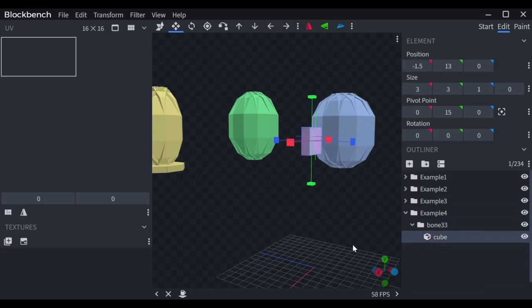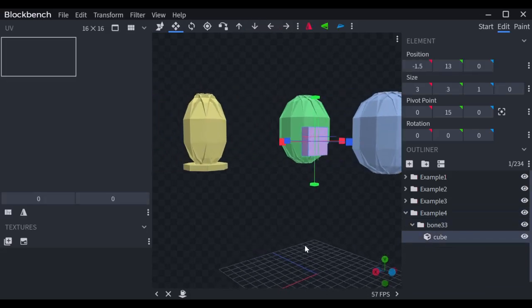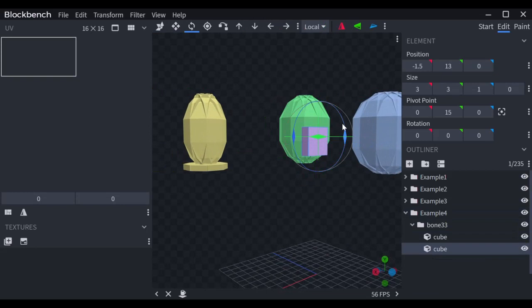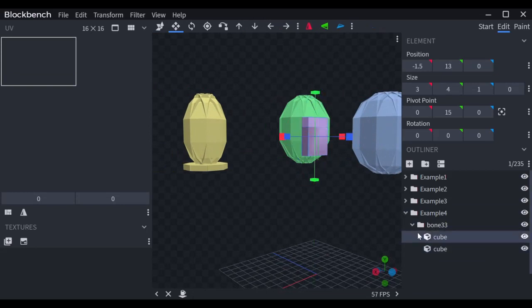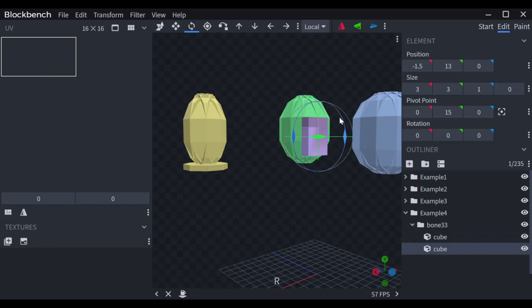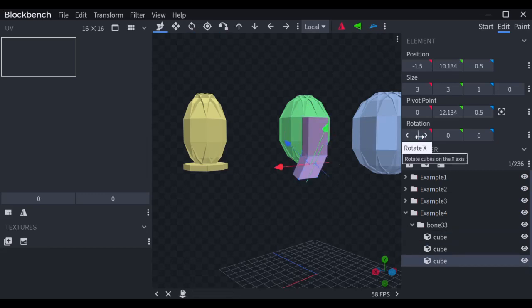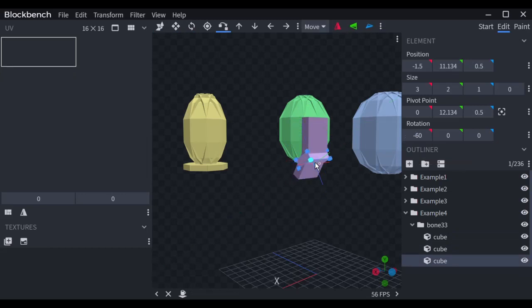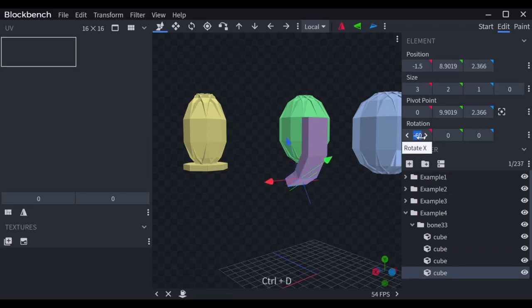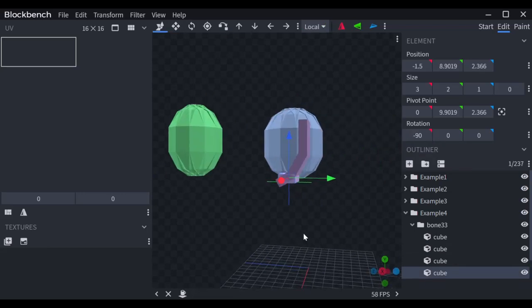Put the cube on a bone so we can move it around later. I'm going to duplicate it. Actually, I might make this one taller. We're going to duplicate it, and I'm going to rotate it by -30. Again, -60, but I'm going to shrink it again so it's 2 by 3 instead of 3 by 3. And then -90.